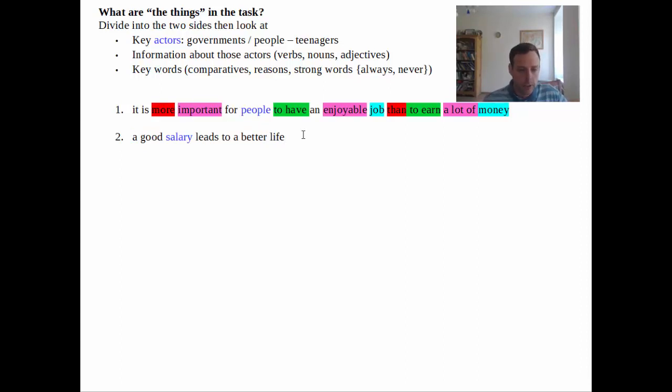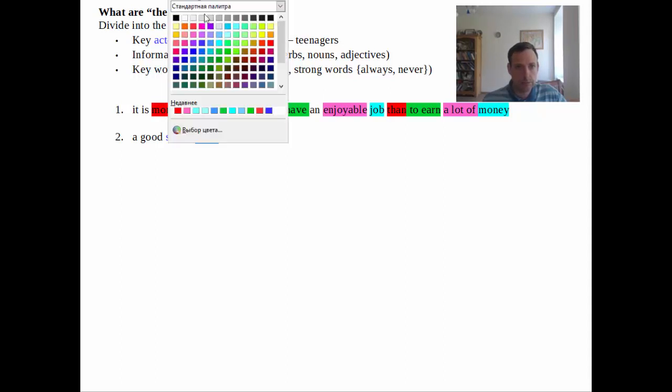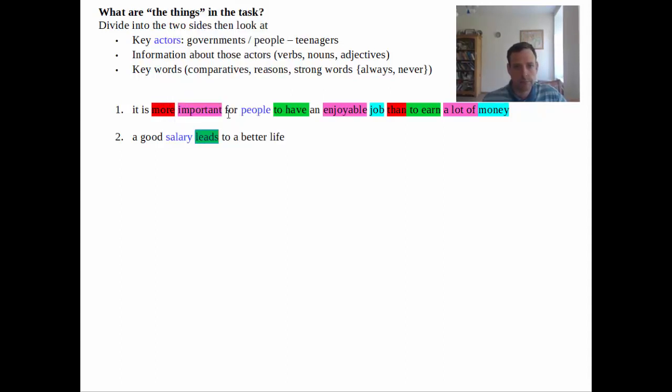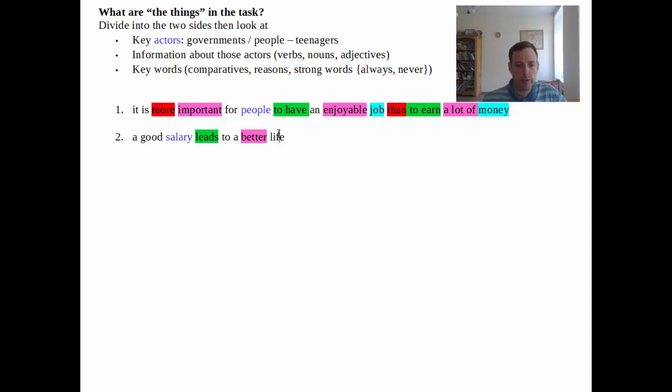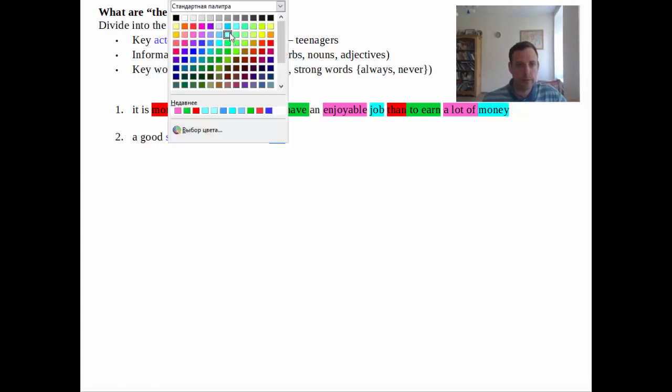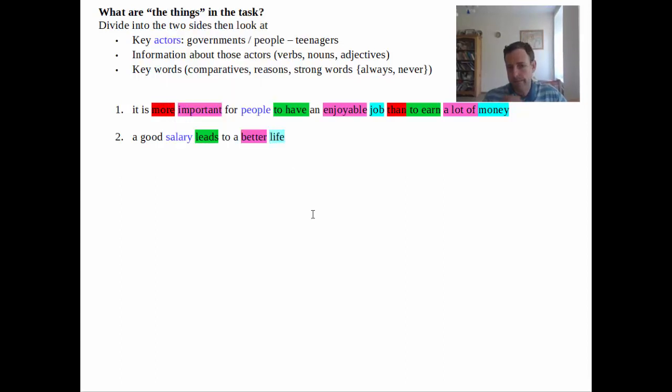Okay? So what's the action there? A good salary leads to a better, I'll put that in pink perhaps, leads to a better life. What leads to a better life? Okay, a good salary leads to a better life. So it's certainly connected with the first one, but it's not as obviously connected as the previous one we looked at.